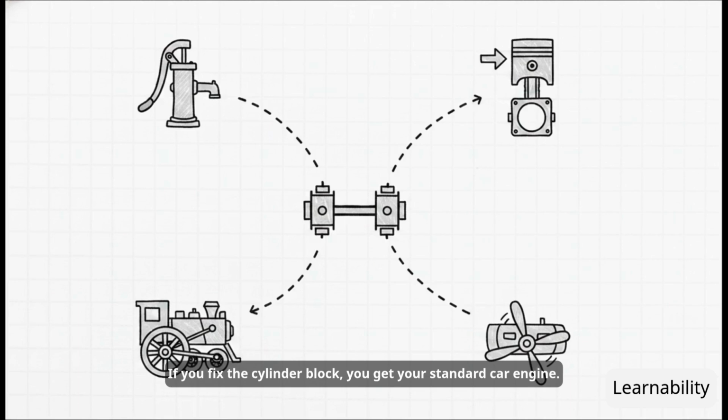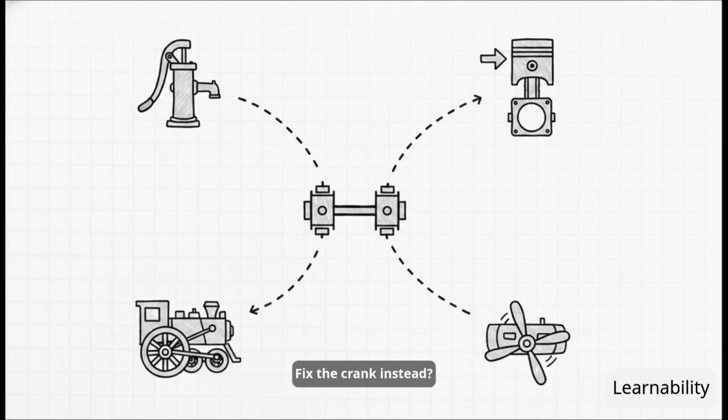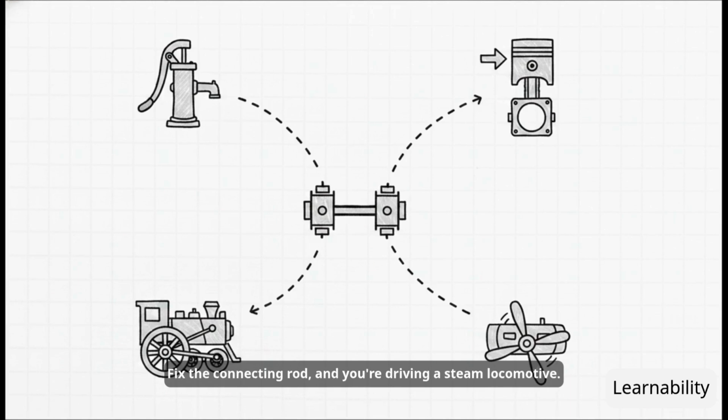If you fix the cylinder block, you get your standard car engine. Fix the crank instead, that gave us the rotary engines used in early airplanes. Fix the connecting rod, and you're driving a steam locomotive. Fix the piston, and you've just built a garden water pump. One single skeleton, 4 completely incredible applications.